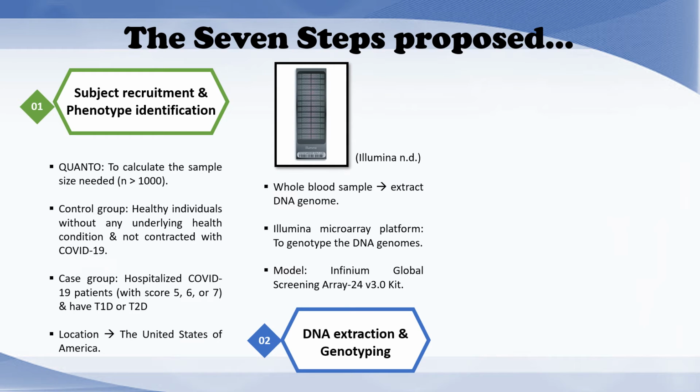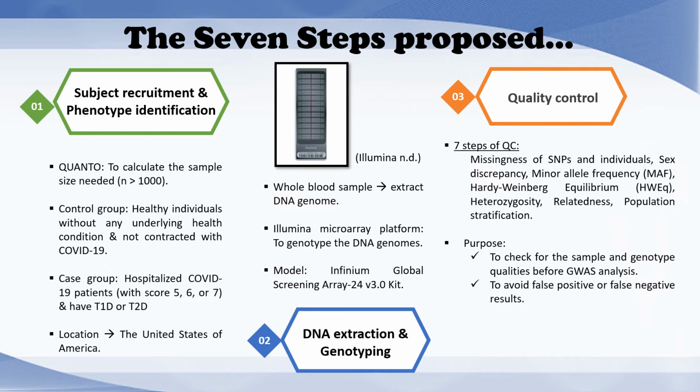After all the collected genomes have been genotyped, quality control on both the recruited subjects and genotypes will be implemented. The 7 steps of quality control include the identification of missingness of SNPs and individuals, sex discrepancy, minor allele frequency, Hardy-Weinberg equilibrium, heterozygosity, relatedness, and population stratification. Generally, these QC steps serve to check the sample as well as genotype qualities prior to GWAS analysis in order to minimize the risk of generating false positive or false negative results in the end.